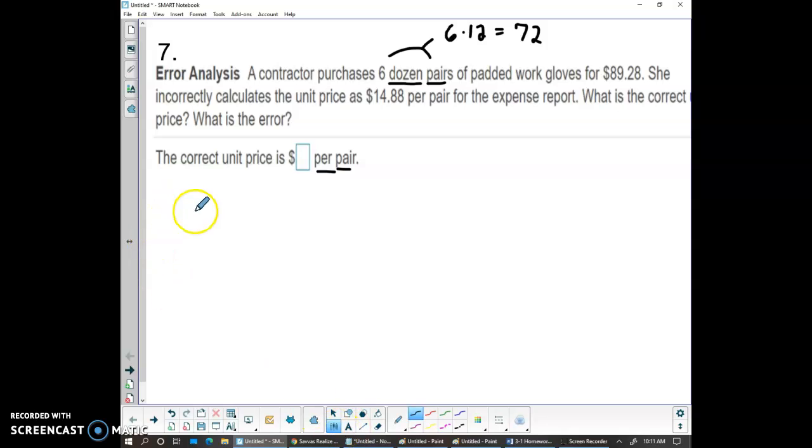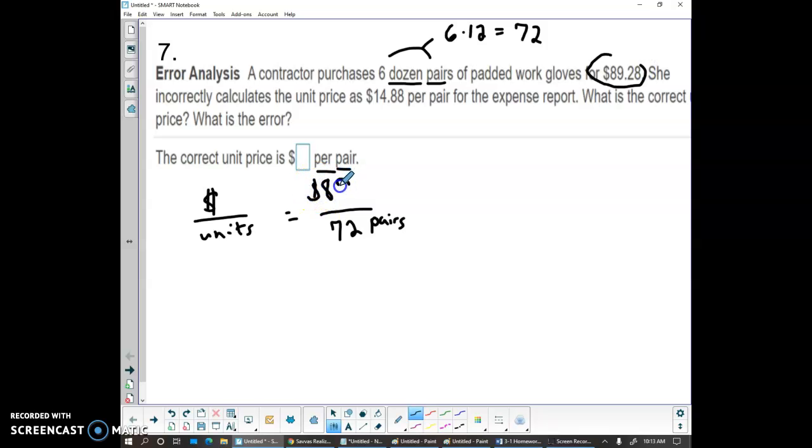Okay, so if we're going to figure out the unit price, you're going to take the price and divide it by the units. Now how many units are there? In other words, how many pairs of gloves are there? There's not 6, there's 6 dozen. There's 72 pairs of gloves, so you're going to be dividing by 72. Now, what are you going to be dividing by 72? Is it the 14.88? No, that's what she incorrectly calculated. No, how much did she pay for those 72 gloves? It's $89.28. So you're going to take $89.28 and divide by 72 to get the unit price.